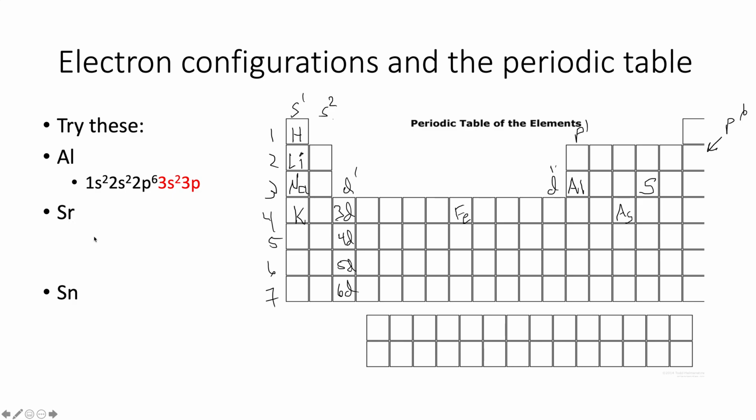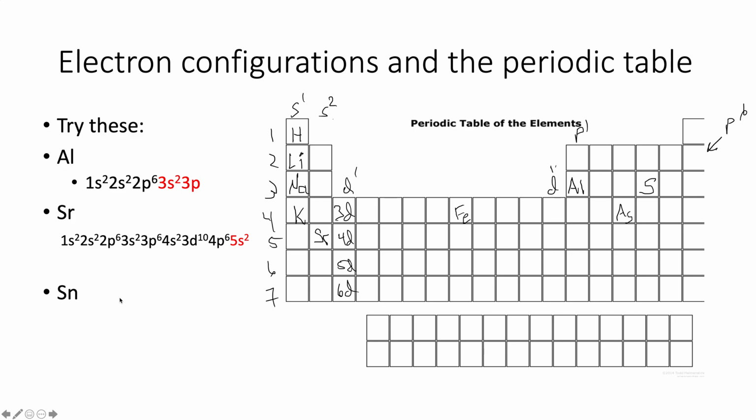Okay, so try strontium. Hopefully you tried it on your own. You want to find it on the table, and it's right here. This is where strontium is. And so it's the same thing. 1s2, 2s2, 2p6, 3s2, 3p6, 4s2, 3d10, 4p6, 5s2, and there it is. See that?